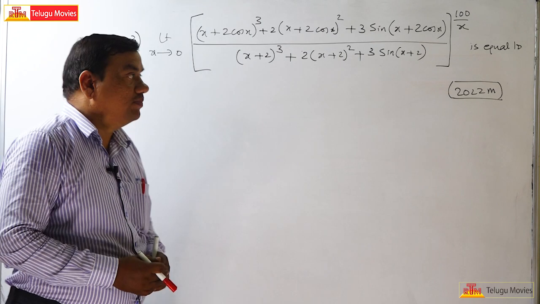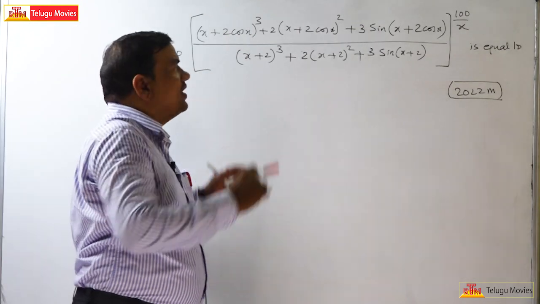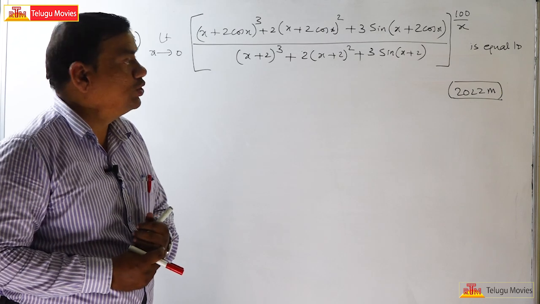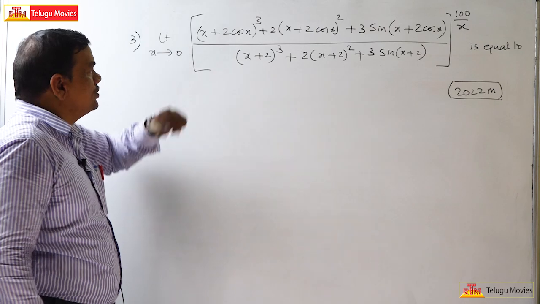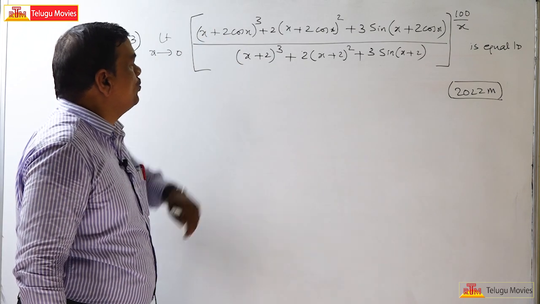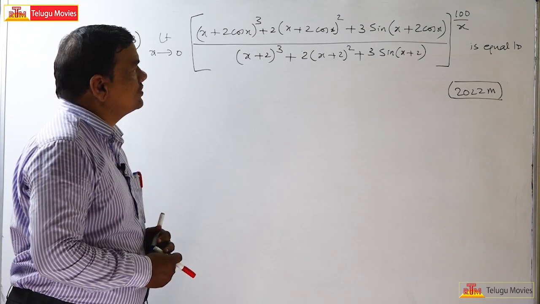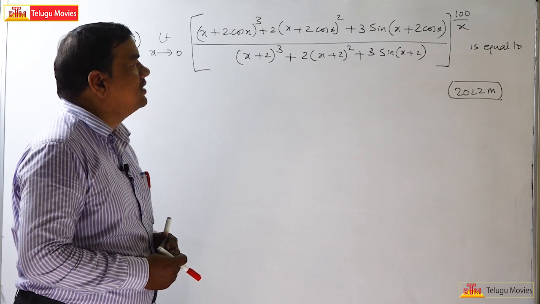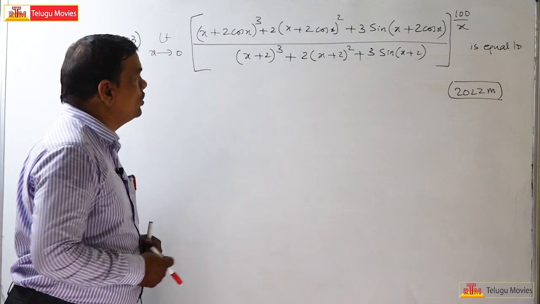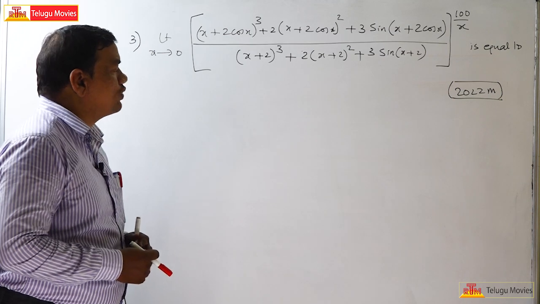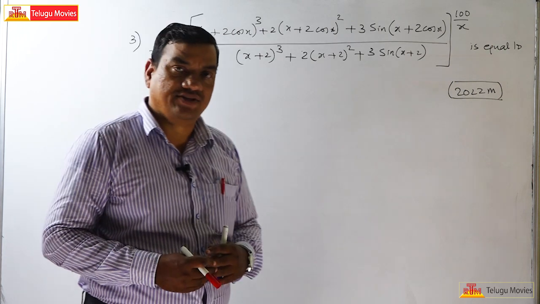Welcome to the third problem. This is going to be a very lengthy problem, so let us try to do it. This was asked in the mains exam. Limit x tends to 0, of (x plus 2 cos x) whole cube plus 2 times (x plus 2 cos x) whole square plus 3 times sin of (x plus 2 cos x), whole divided by (x plus 2) whole cube plus 2 times (x plus 2) whole square plus 3 times sin of (x plus 2), whole to the power of 100 by x.